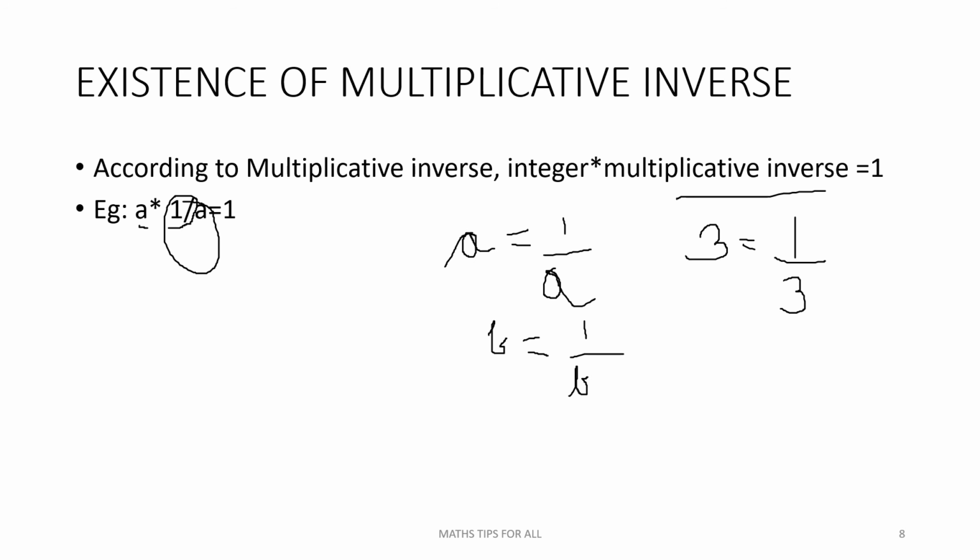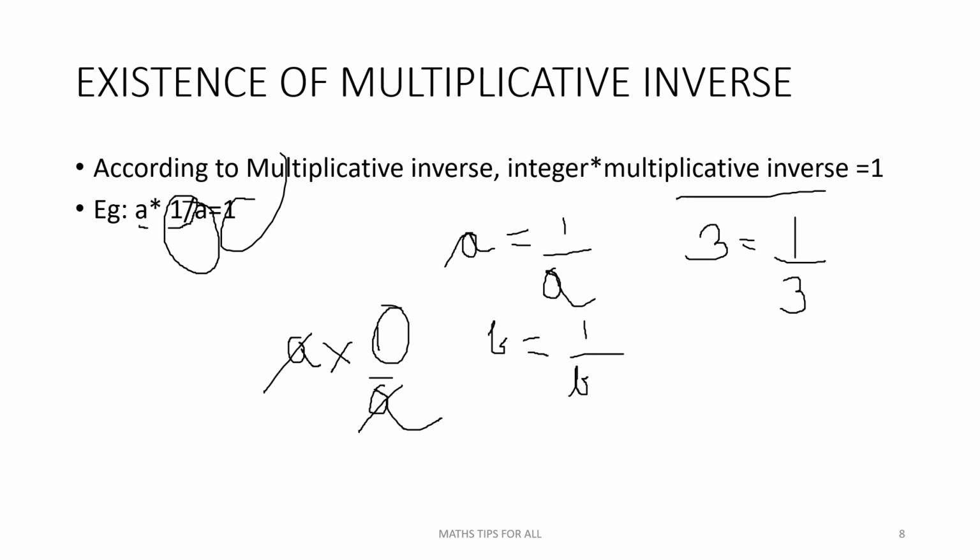So whenever an integer a is multiplied with 1 by a, you can always divide the numerator and denominator. The a gets cancelled, so you will get 1 as our answer. This is what this means.